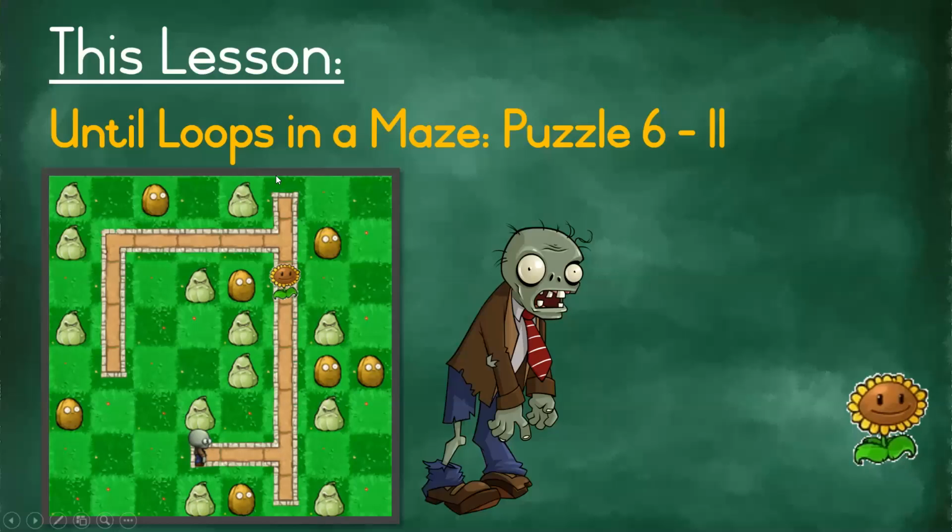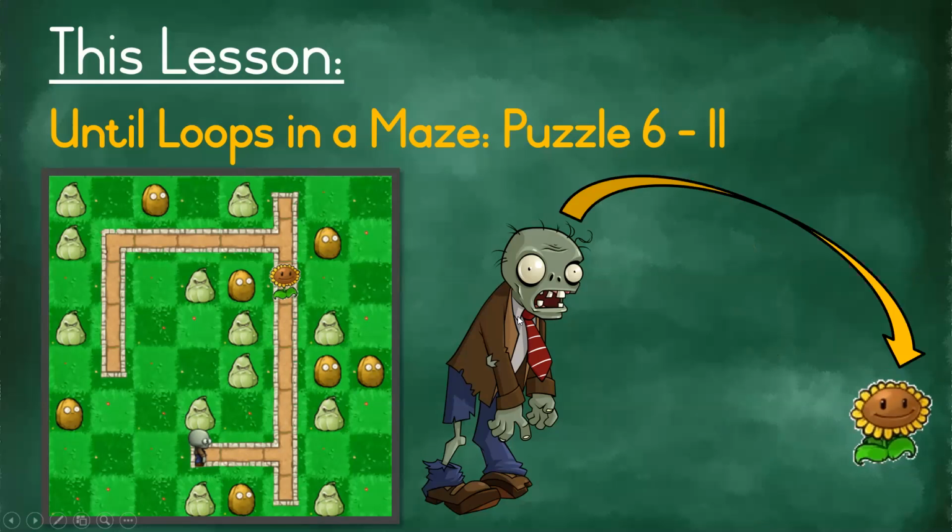So in today's lesson, we're going to look at until loops in a maze. What that until loop means is it's going to keep repeating whatever you put inside it until you've reached the goal. And the goal is to get Mr. Zombie to the sunflower. Strangest zombie I've ever met, only eating sunflowers, or heard about. Not that I've met this zombie, but anyway, you get the idea.